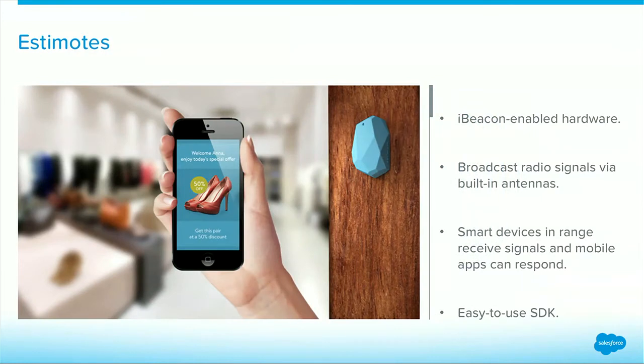Finally, Estimote. There are a number of different manufacturers creating Bluetooth Low Energy beacons. I particularly really like Estimote because they offer a very easy to use SDK. But essentially, they have built-in antennas and they're broadcasting radio signals that smart devices within range are able to receive and respond accordingly to.